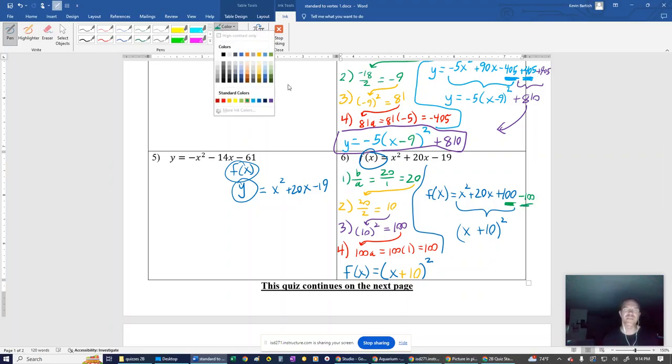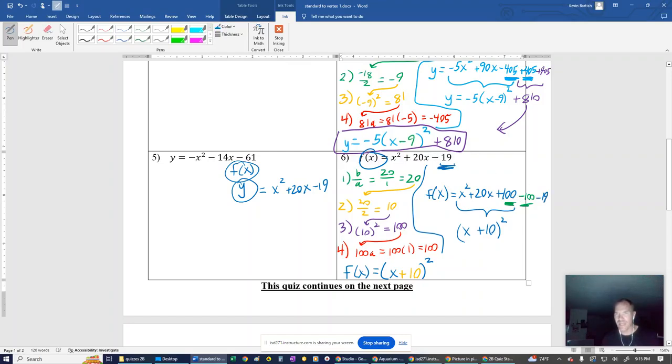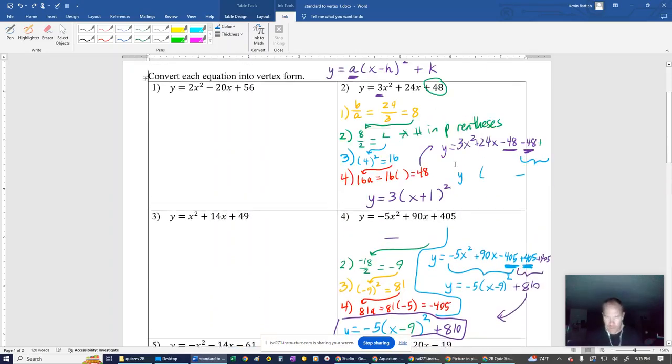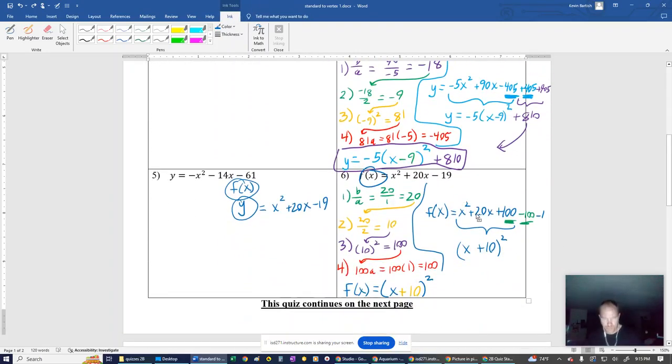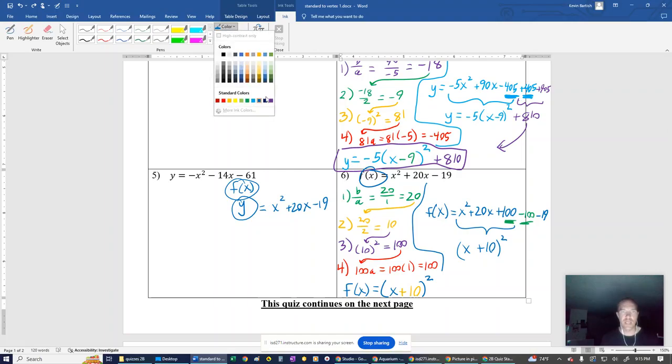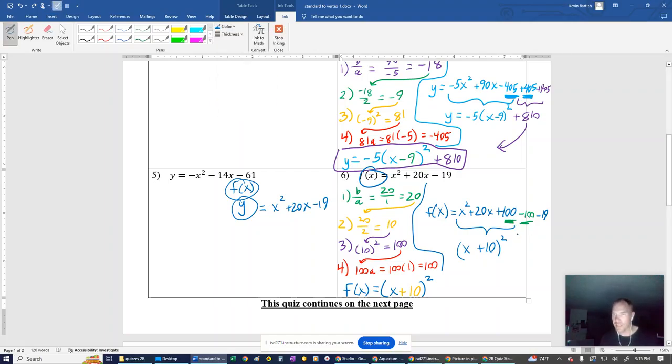But then there was also a minus 19 that was part of the original. So I can't ignore that. I've got to include that minus 19. All right. Whoops. What happened here? So that plus 100 kind of gets quote unquote sucked into the parentheses squared. The minus 100 floats around and combines with the minus 19. The minus 100 and the minus 19 give you minus 119. So that's what we're putting there, minus 119.